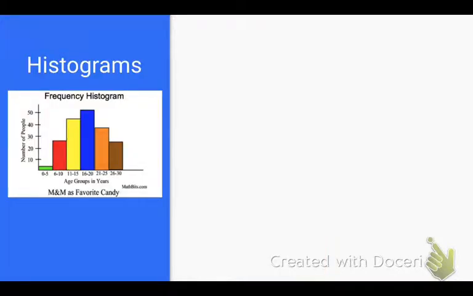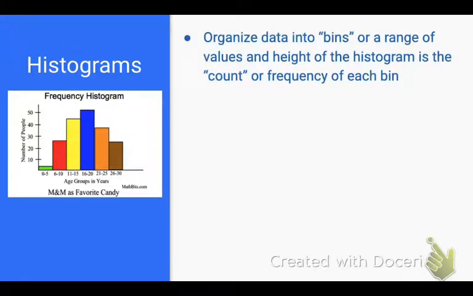So for a histogram, oftentimes these are confused with bar charts. Bar charts usually are representing some type of categorical data, which would mean things like people that prefer dogs or cats, things like that, not necessarily counts of people that prefer something. We organize the data into bins or a range of values, and then the height of each bin is the frequency or how often that was selected for a particular value.